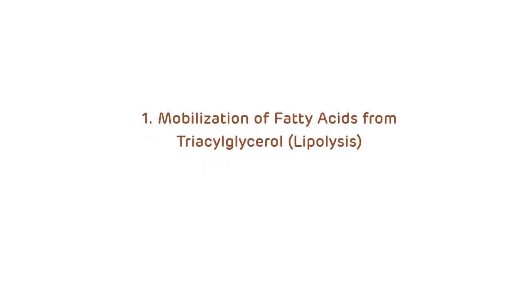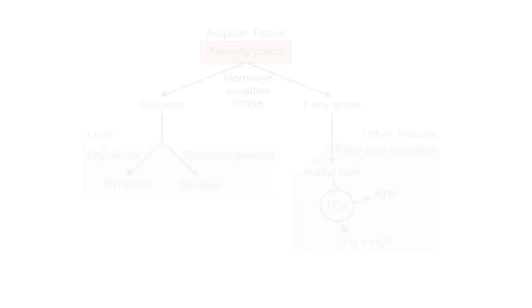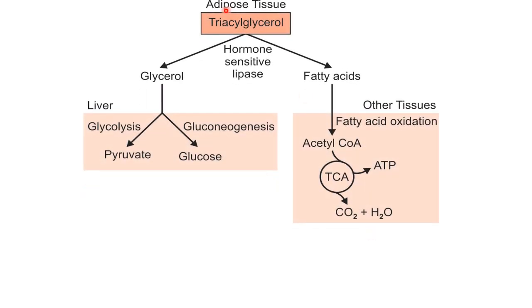So the first stage is mobilization of fatty acid from the triacylglycerol, lipolysis. Let's see it in detail. The triacylglycerol stored in the adipose tissue, under the influence of hormone-sensitive lipase enzyme, which gets activated by glucagon and epinephrine, is converted into glycerol and fatty acid. Now this glycerol cannot be metabolized by the adipocytes because they don't have the glycerol kinase enzyme.